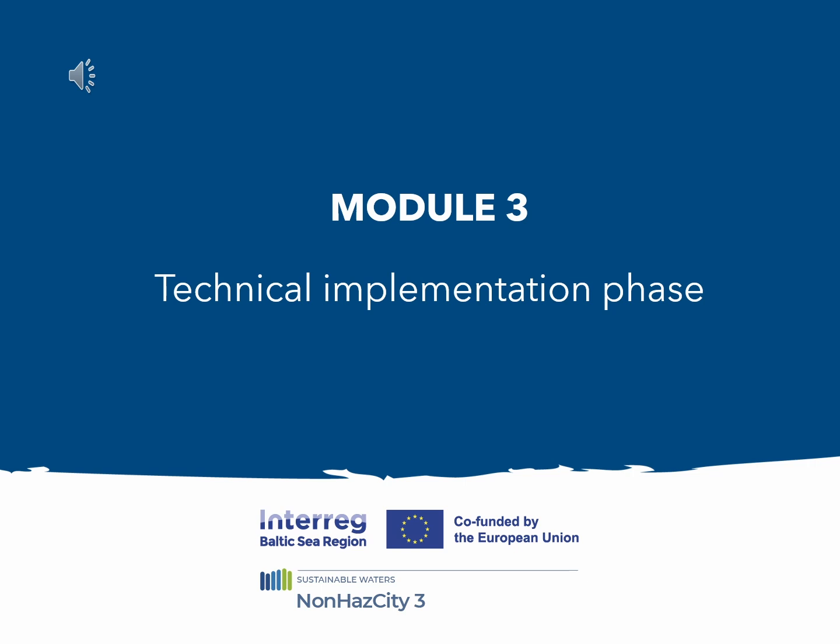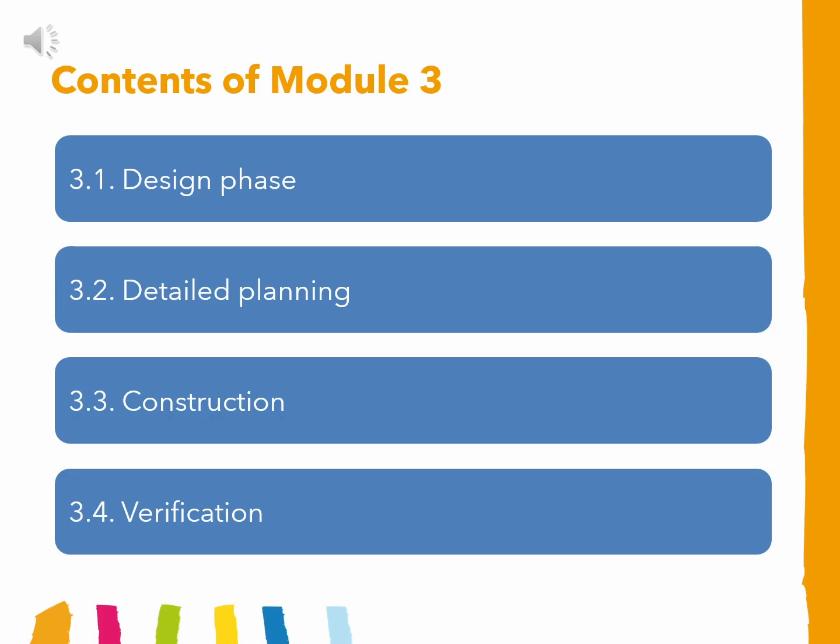Welcome to Module 3, which focuses on the technical implementation phase. In this module, we look at how sustainability goals and strategic planning translate into practical decisions during design, planning, construction, and verification. Module 3 includes 4 key stages of the implementation phase: design, detailed planning, construction, and verification. Together, these stages ensure that sustainability ambitions developed earlier in the project are carried through to the final building.